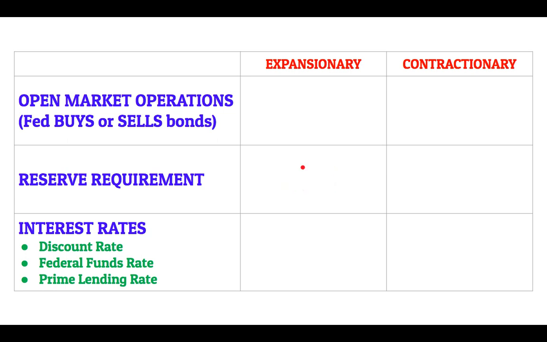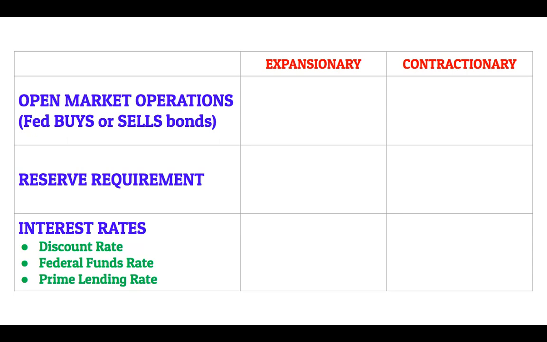So let's just use easy numbers. If you have, let's say, $10,000 in a bank and they're supposed to keep 10%, $1,000 in their vault, if the Fed wanted to expand the economy, they could lower it to 5%. Now they have more money available to loan out. Whereas if they wanted the banks to have less money, they would just increase that reserve requirement. And that's going to change the money multiplier as well.